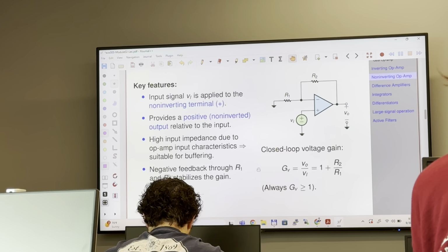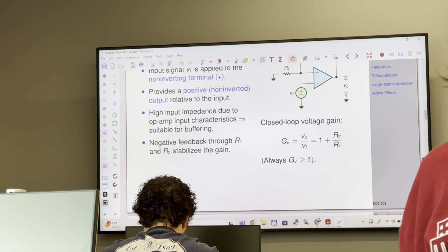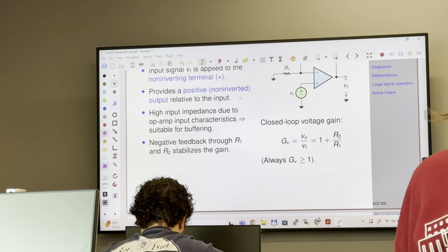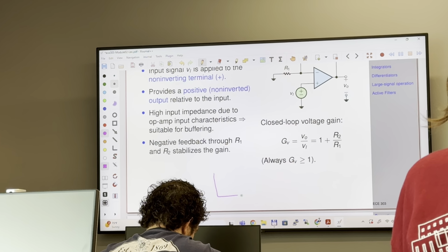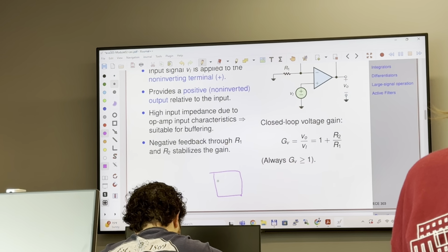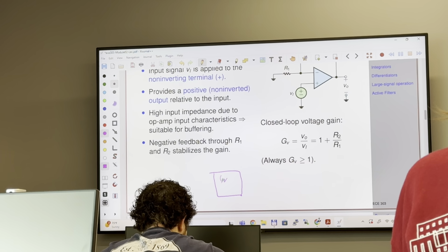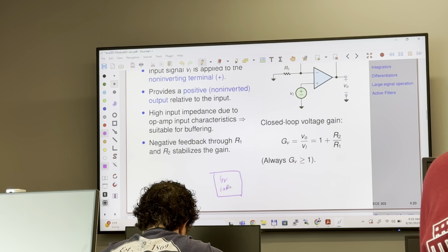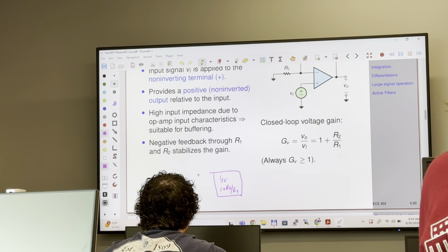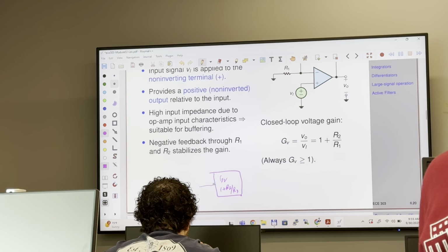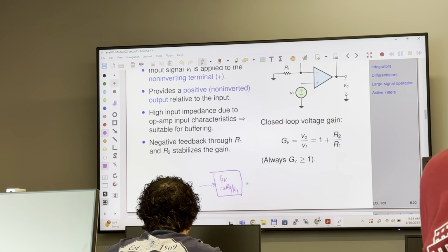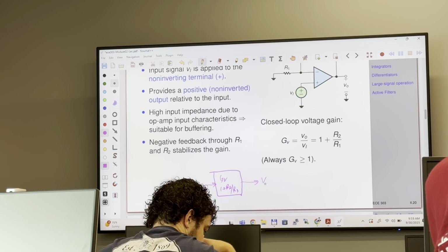Non-inverting operational amplifier, this is also important. We went through the derivation, so this is the voltage gain: GV equals 1 plus R2 over R1, with VI as input and V0 as output.